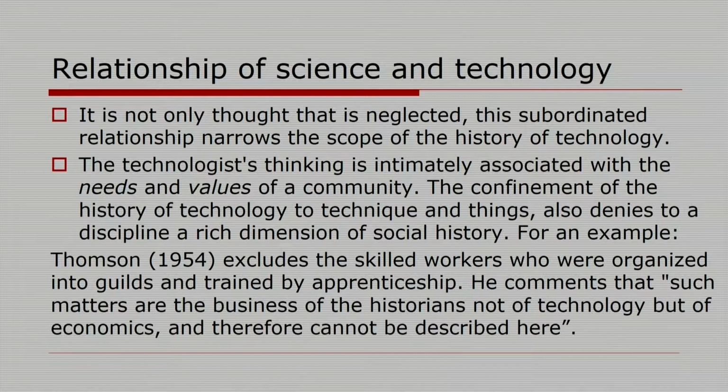This theory narrows the scope of the history of technology. It is not simply thought that is neglected. Okay? It also subordinates the relationship. I mean, such a subordinated relationship narrows the scope of the history of technology itself. Okay? The technologist's thinking is intimately associated with the needs and values of a specific community or communities at large. By confining the history of technology to technique and things, we also deny to our discipline a rich dimension of its social history. For example, in the article on medieval technology in A History of Technology, Thompson, in noting that skilled workers were organized into guilds and trained by apprenticeship, comments that such matters are the business of historians, not of technology, but of economics, and therefore cannot be described here.